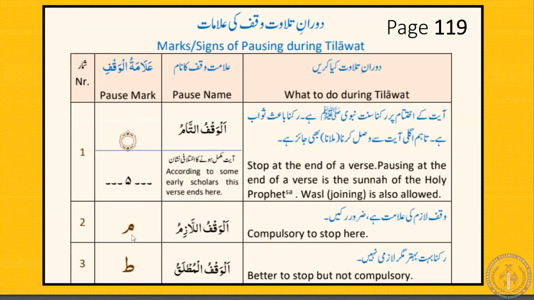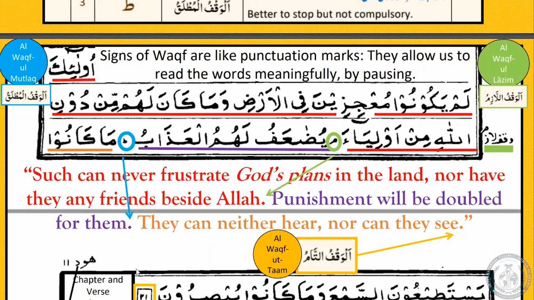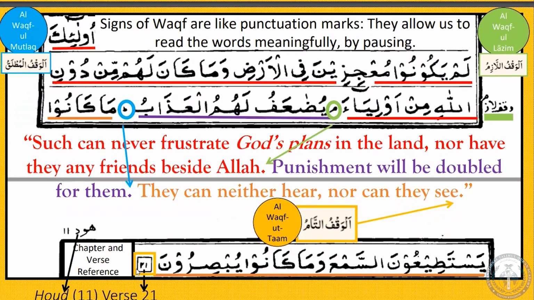Al-waqf al-lazim, according to the translation, you must stop there, okay? Otherwise it will not read properly in terms of the translation. And al-waqf al-mutlaq is similar. You should stop, but not compulsory, okay? And I did show you an example. This is, by the way, you have this.